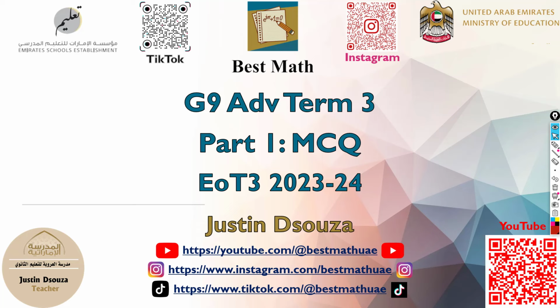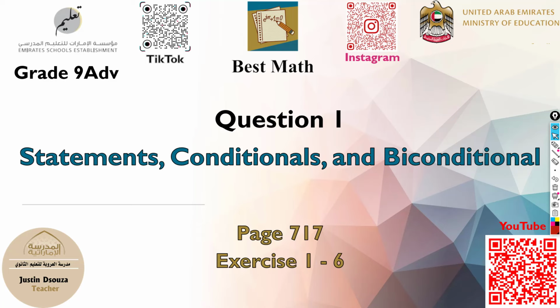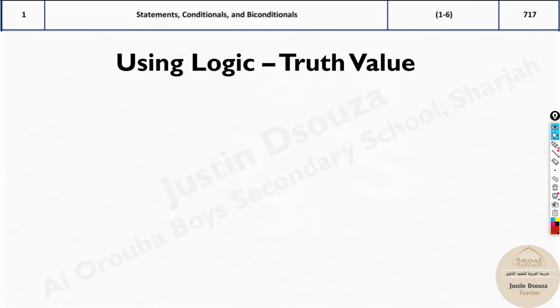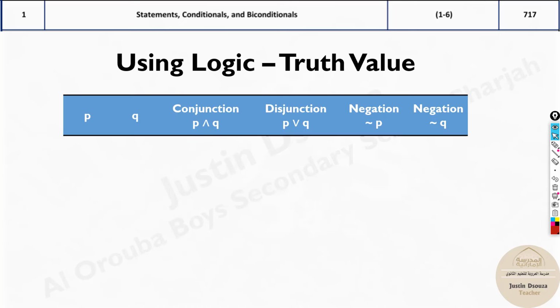Now we begin with part 1, the MCQ or the electronic part for the term 3 exam. This is for grade 9 advance. The first question is about statements, conditionals and biconditional. Here, before we begin, let's look into the truth table, that is logic truth values.